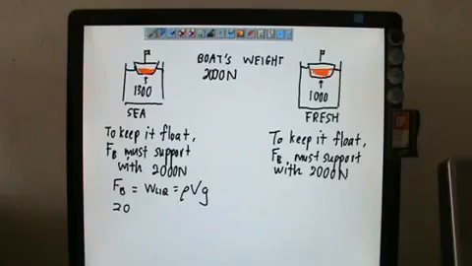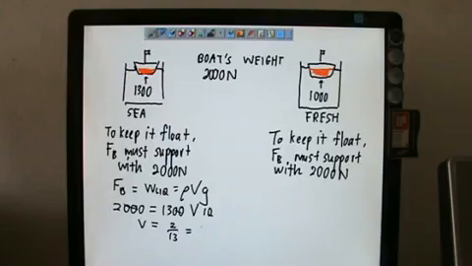Okay, so the buoyant force is 2000. We must provide 2000. And this one is 1003, the density of seawater, and the volume needed is unknown. So we know that V can be found quite easily using this, 2/13. 2/13 equals 0.15. Okay, so it actually has a portion of 0.15 of water being displaced.